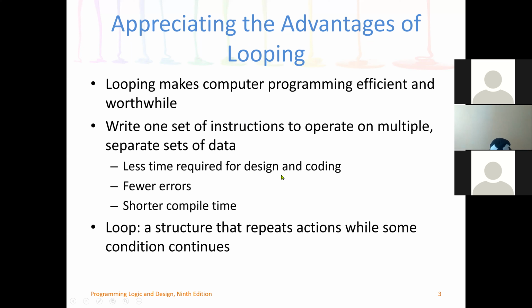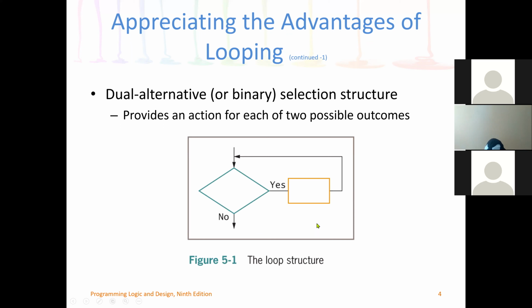The definition of a loop, again, is a structure that repeats actions or tasks while some condition continues. Normally in the loop condition, if the condition is true, the loop will keep executing. When the condition is false, the loop will stop. So this is an example of a dual alternative or binary selection structure.